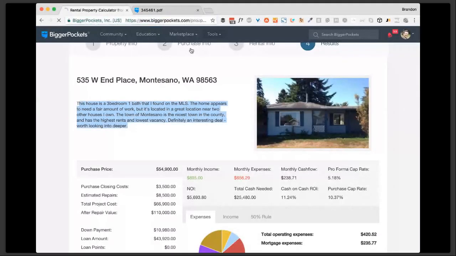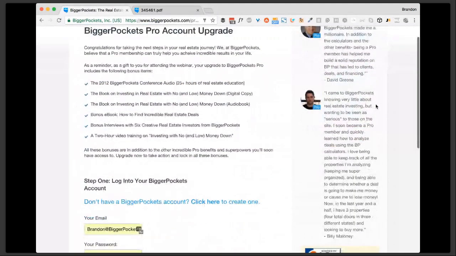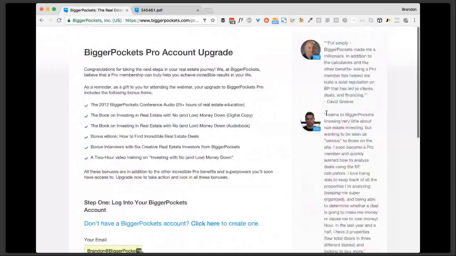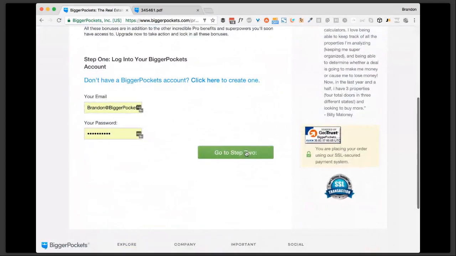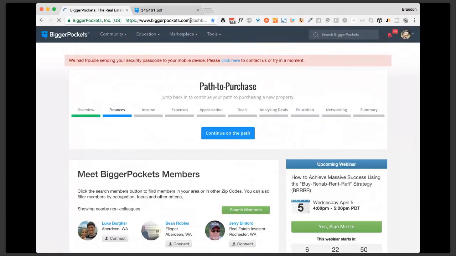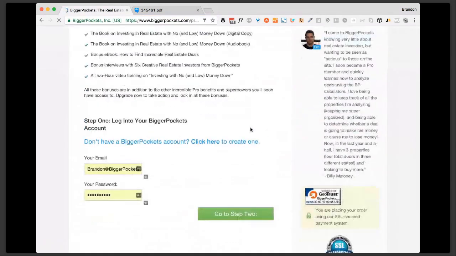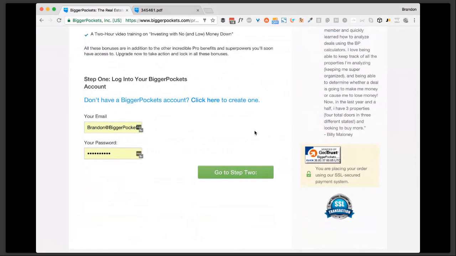Upgrade. Here we are on this page right here. Down here, oh, I'm not logged in. How am I not logged in? Oh man, hold on. You have to log in. If you're not logged in, you have to create an account. Uh-oh. Don't have a BiggerPockets account. Why isn't it making me sign in? That's weird.